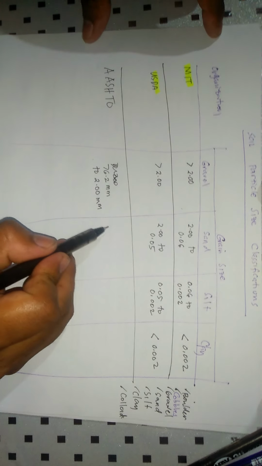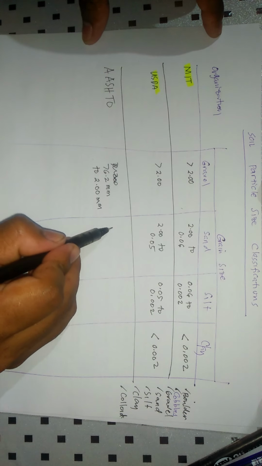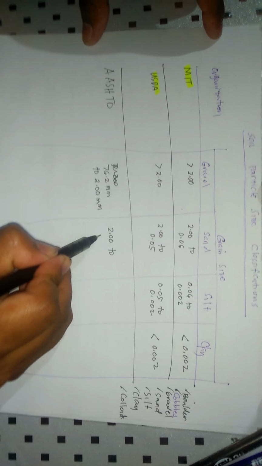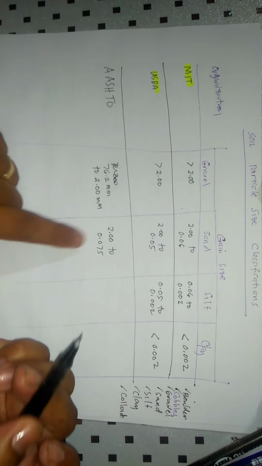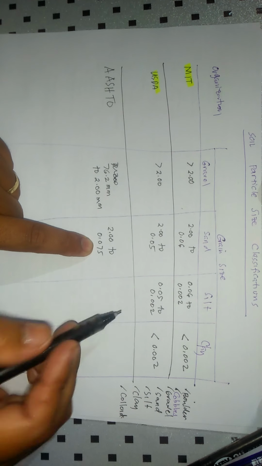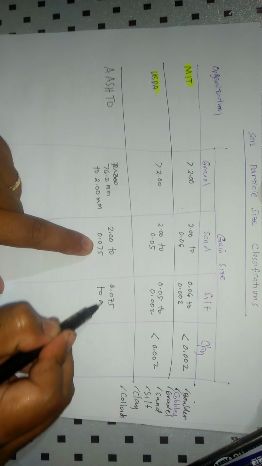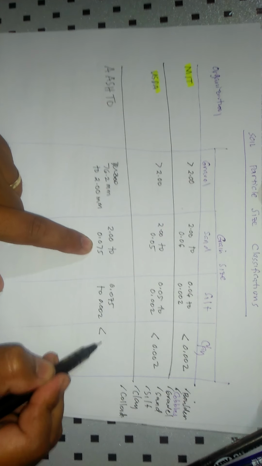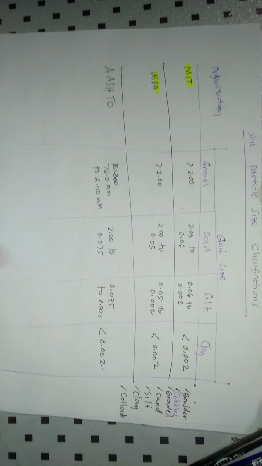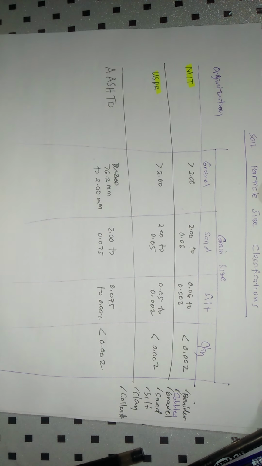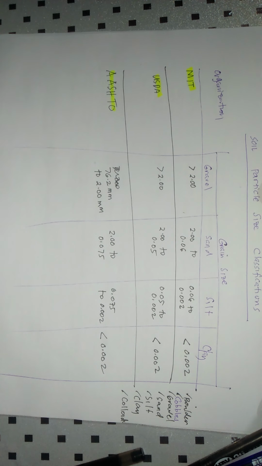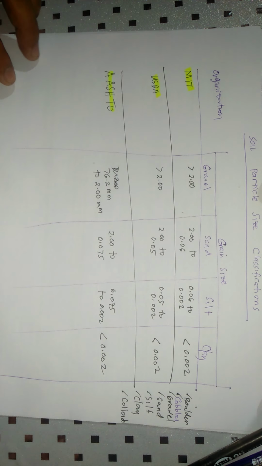Okay? And then your sand is still 2.0 to 0.06, then 0.075 now. 0.075. And then from 0.075 to 0.002. And still less than 0.002 will be our clay. So take note of this arrangement. And this one is for your AASHTO, commonly used in subgrade highways. So in roads construction, we use AASHTO.